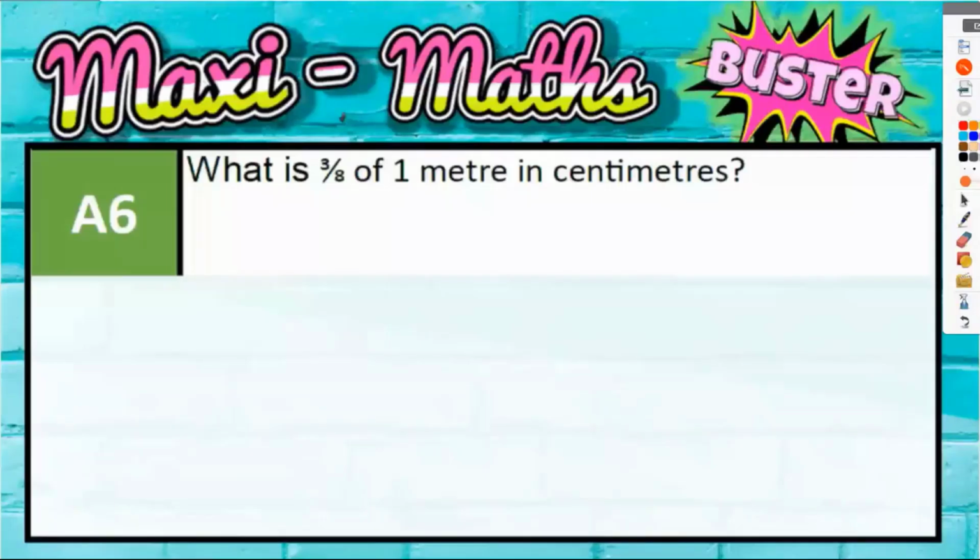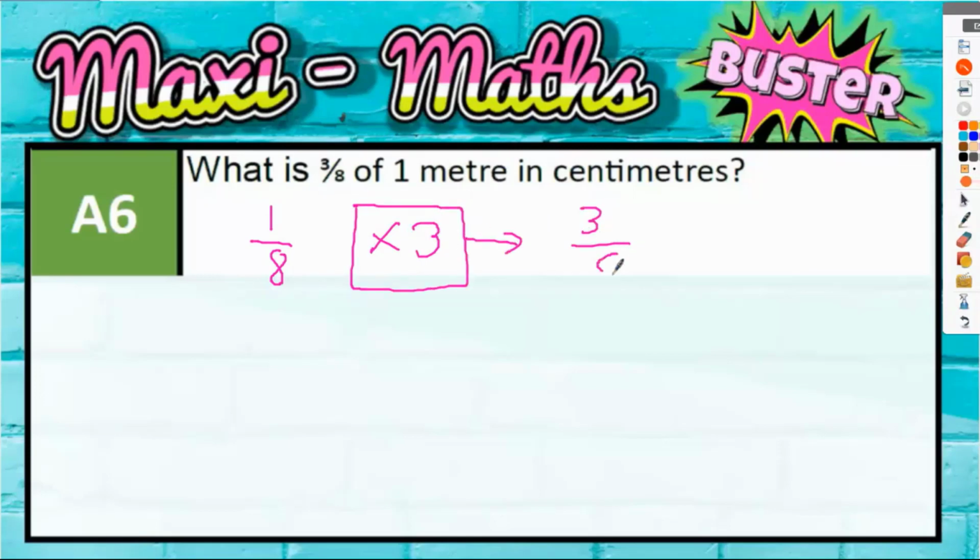Okay, question 6. We need to find 3/8 of 1 meter in centimeters and give our answer in centimeters. So first thing we need to do is find 1/8 first. Once we know what 1/8 is, we can just times that by 3, and that will give us 3/8. So first job, find out 1/8.